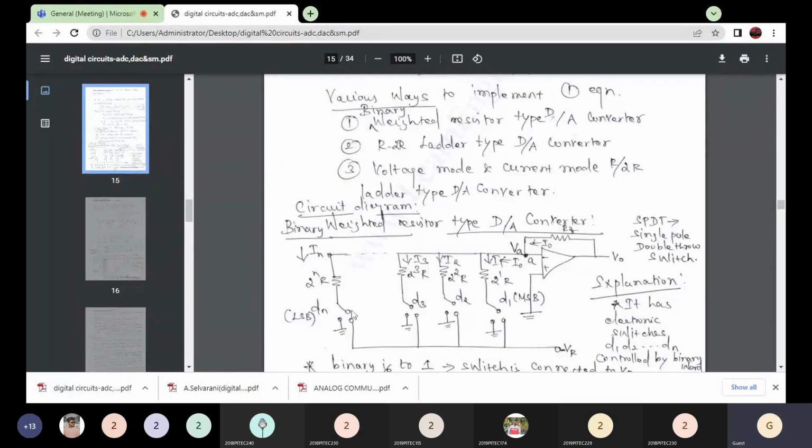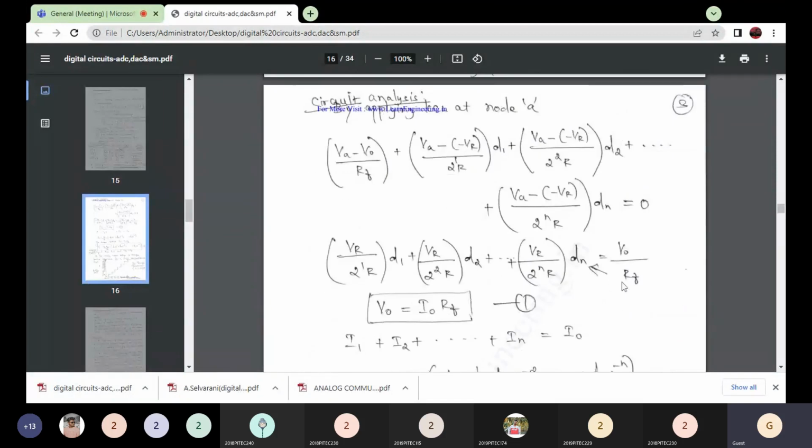Depending upon the switch position, if it is in the right position, it is connected to minus VR, right? So all the binary words are connected to this, and the binary words are converted into analog form. That is, digital is converted into analog form. If the switch is in the left position, it is connected to ground.